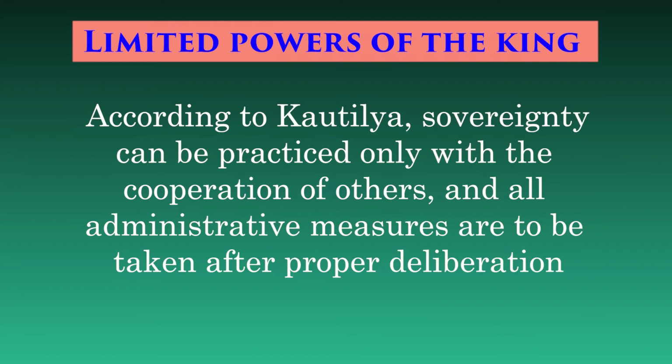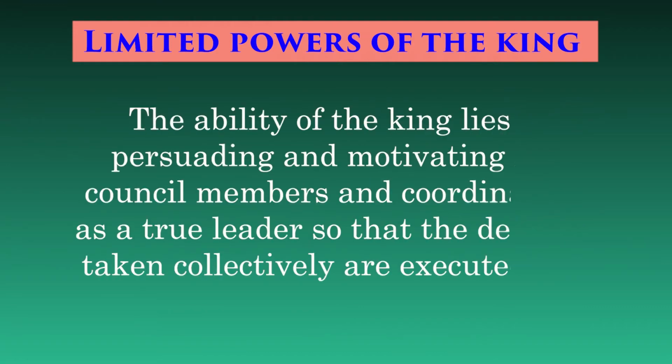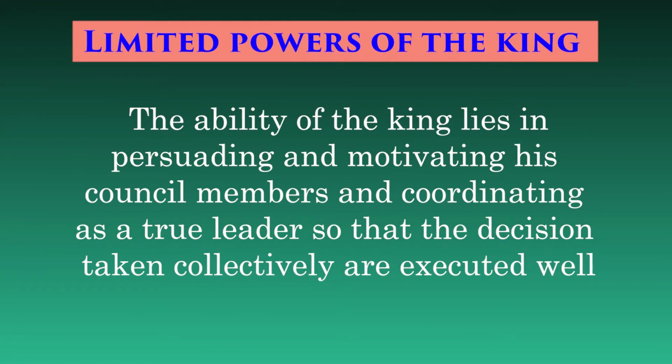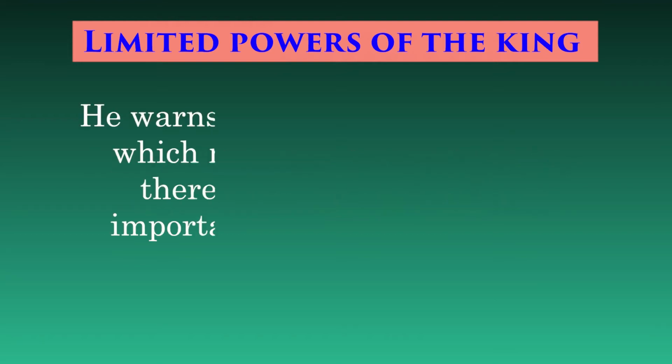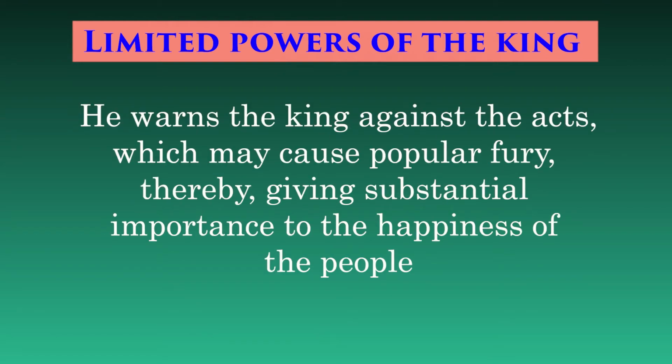According to Kautilya, sovereignty can be practiced only with the cooperation of others, and all administrative measures should be undertaken after considerable deliberation. The ability of the king lies in persuading and motivating his council of ministers and coordinating as a true leader so that the decisions taken collectively are in the interest of all. He emphasizes the need of the rulers to be absolutely rightful and just. He warns that the king should not commit such acts which may result in popular fury, and if such happens, the people may revolt and the kingdom will be destroyed.